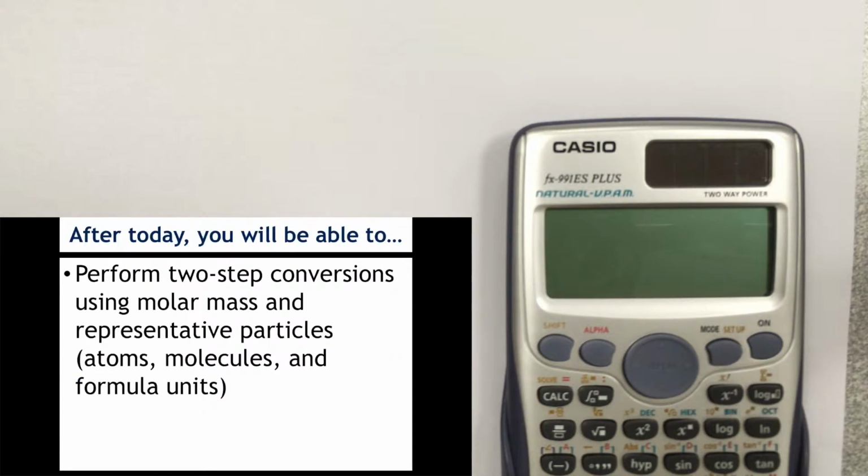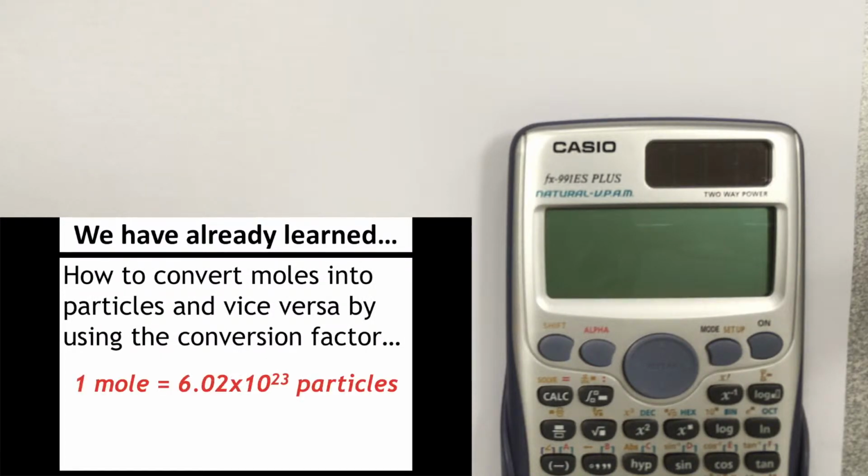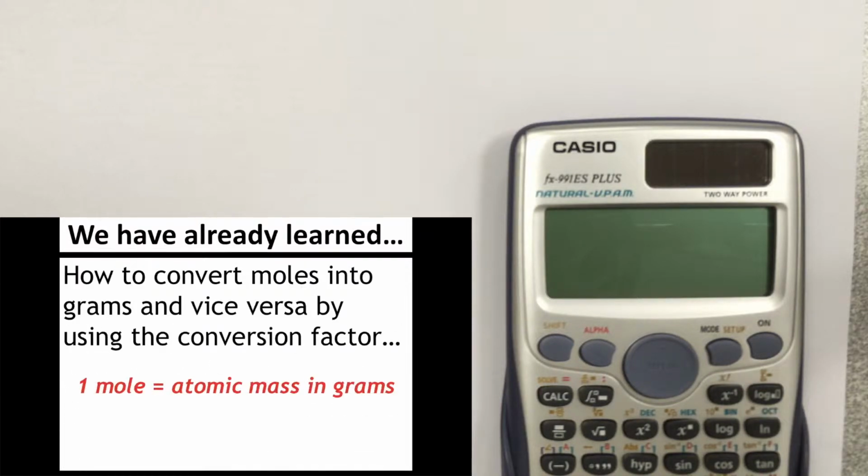We have one example. So the goal for today, I want you to be able to perform two-step conversions. So we're going from mass to particles or particles to mass. And remember, particles can be atoms, they can be molecules, or they can be a formula unit. Okay, so how we'll convert between moles and particles. We will use 1 mole equals 6.02 times 10 to the 23rd particles. So that's what we learned the first day.